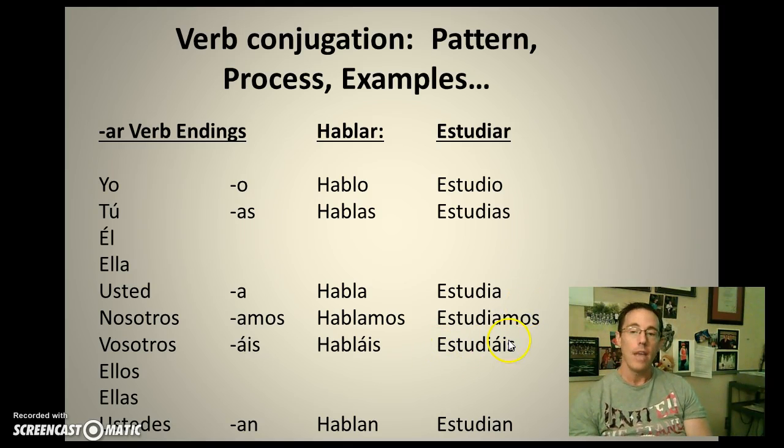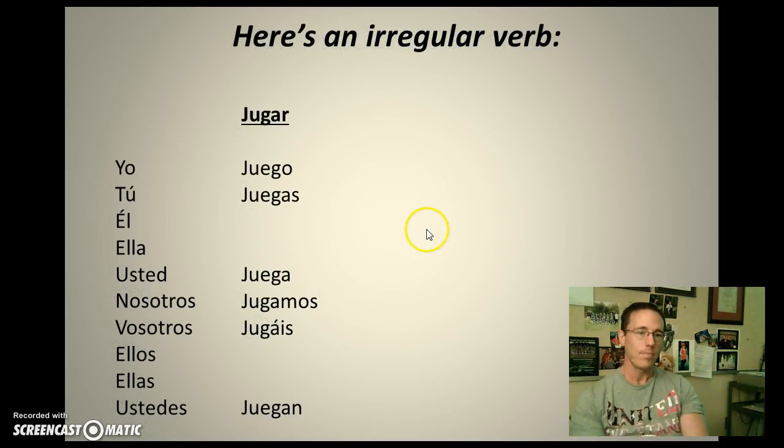So, estudiáis, you all informal study. Ellos estudian, they study. Ellas estudian, they study. Or ustedes estudian, you all study. A big part of what we do in class is associating these different subjects with the different verb conjugations that go with them, as well as paying attention to their definitions too. So we'll be spending a lot of time practicing this sort of stuff in class.